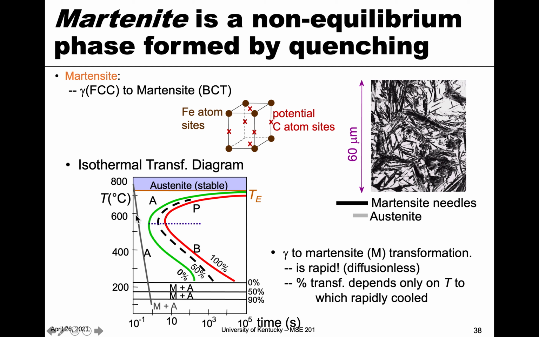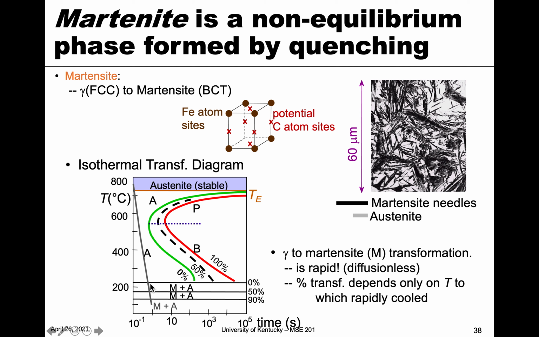So we basically have to cool very rapidly to avoid forming bainite or pearlite. And so this is a very rapid transformation, and we actually call this a diffusionless transformation because if diffusion occurred, it would form ferrite and cementite. So this is a diffusionless transformation, and that's why we give them horizontal lines here, because it's not dependent on time, it's only dependent on temperature.